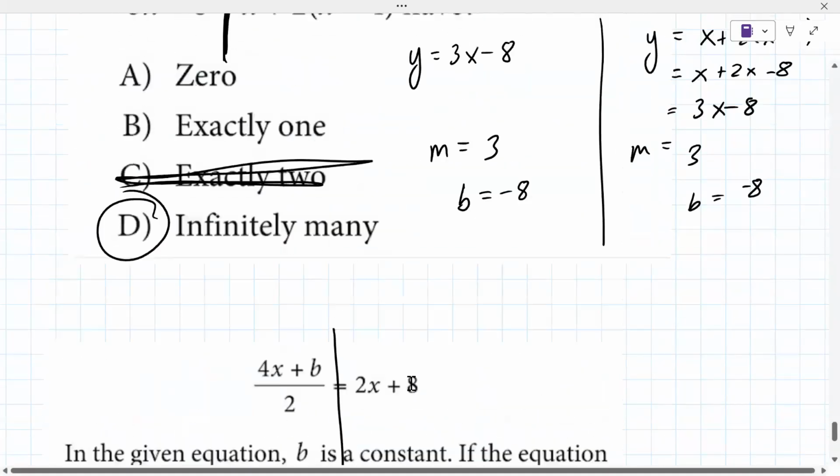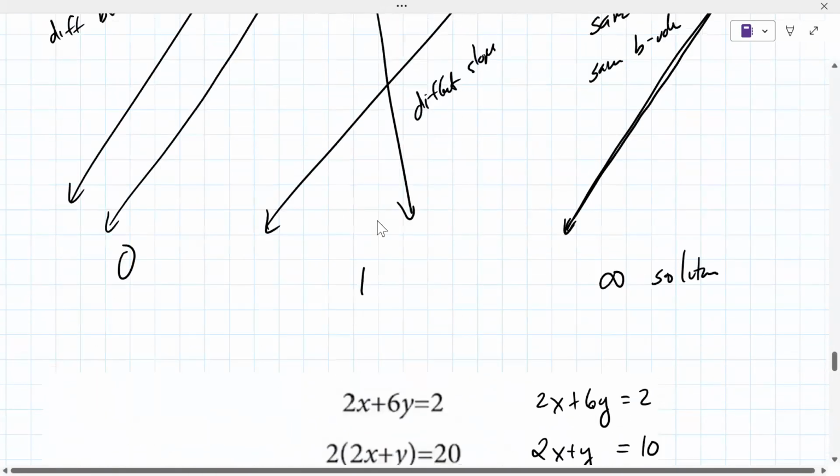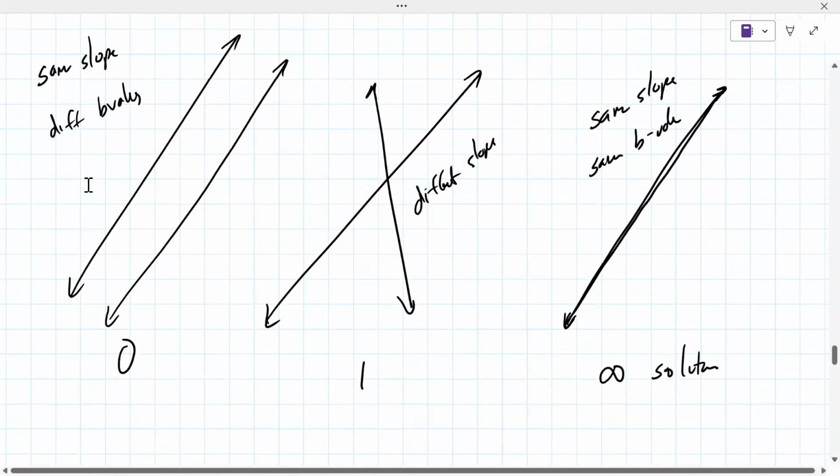So there's these little shortcuts, if you know your math. You have to know this stuff. You have to say, okay, different slope, they intersect. Great. Same slope could be one or the other. You got to know the difference.